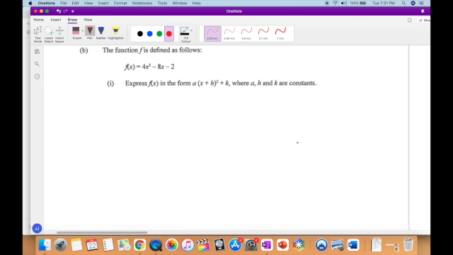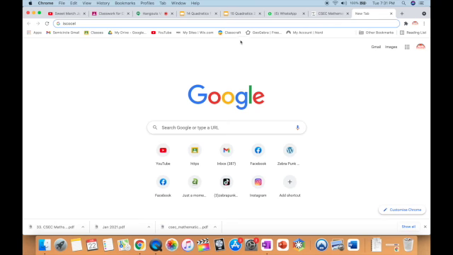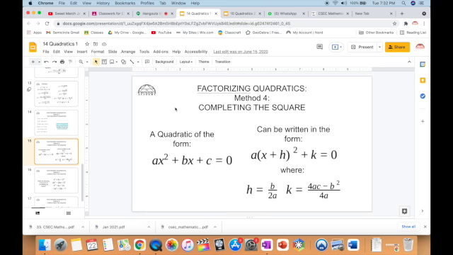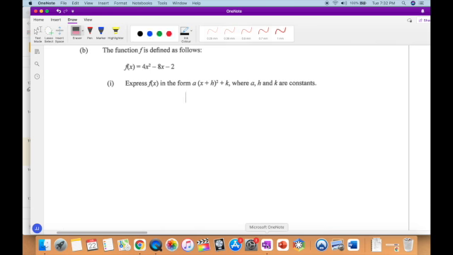The function f is defined as that quadratic equation here. Express f of x in the form given. This is completing the square. When it comes to completing the square, there are essentially two formulas that I want you to remember. The first formula, just remember, and you should have this on your cheat sheet.